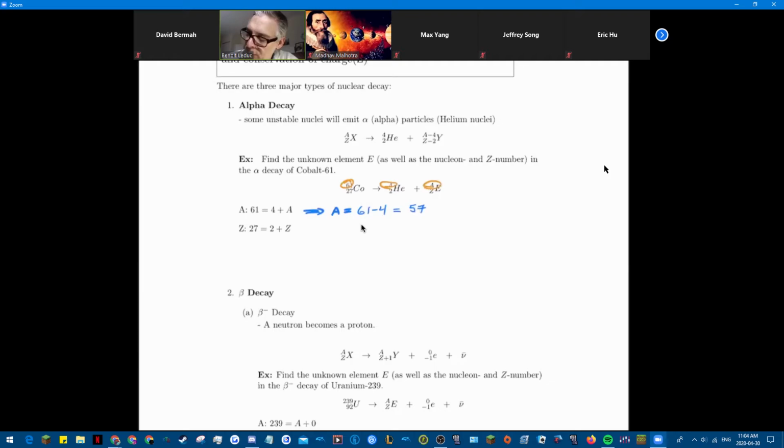All right. Now, what about Z? The charge is conserved. So what do you have on the reacting side? You have 27. What do you have on the other side? You have 2 for the helium nucleus plus Z, the unknown. So you just isolate for Z, and you find that it's 27 minus 2, equal to 25. Now, if you want to know what element this is, you have to look it up on the periodic table. So you look at your periodic table and tell me which element this is.